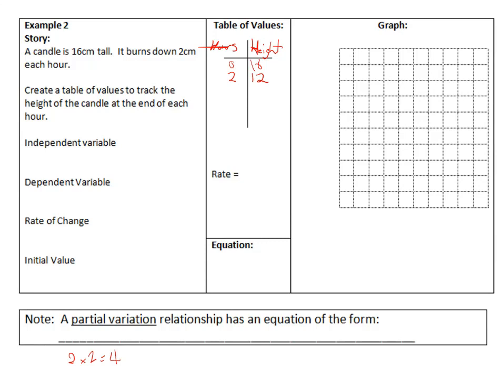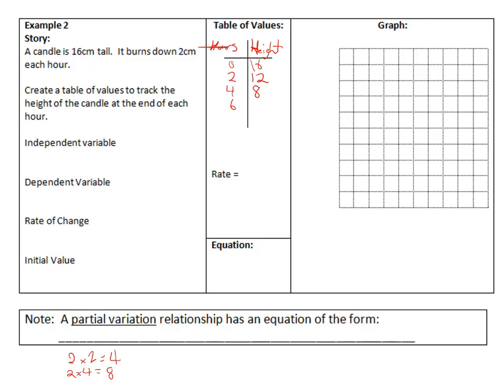Next, we take a look at 4 hours. Same idea. 2 centimeters per hour times 4. Well, 2 times 4 is 8. So we're going to subtract 8 away from 16 because that's how much we started with. And then it burns down 8 centimeters. So that means we're going to be at 8 total.